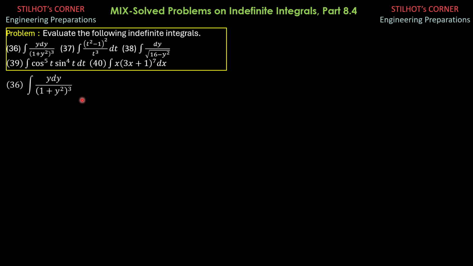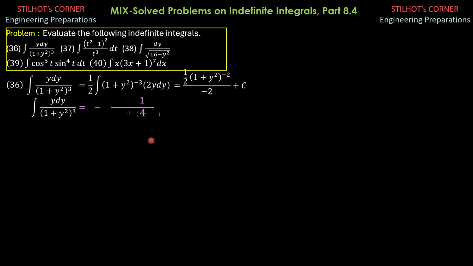So the first one is by power formula, the integral of y dy over quantity 1 plus y squared, cubed. If we put u be 1 plus y squared, du is 2y dy. So this is 1 half integral of quantity 1 plus y squared to the negative 3, then 2y dy. This is in the form u to the negative 3 du. So the integral is 1 half, then quantity 1 plus y squared to the negative 2 over negative 2 plus c. So the answer is negative 1 over 4 quantity 1 plus y squared plus c.